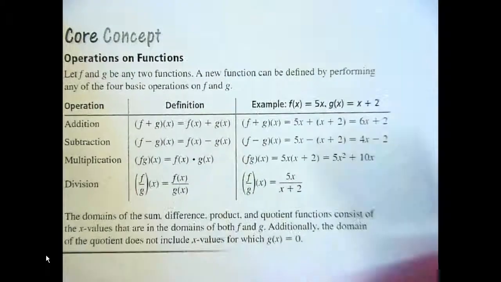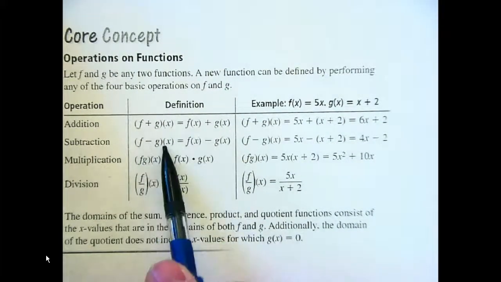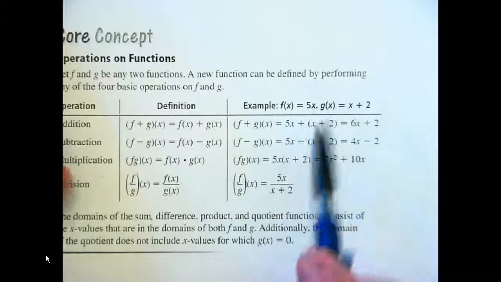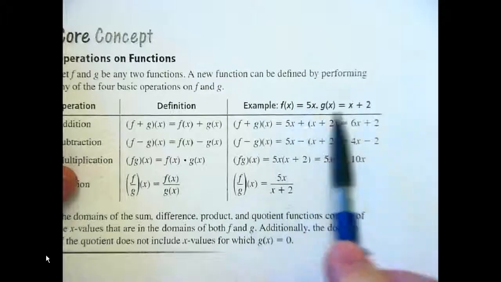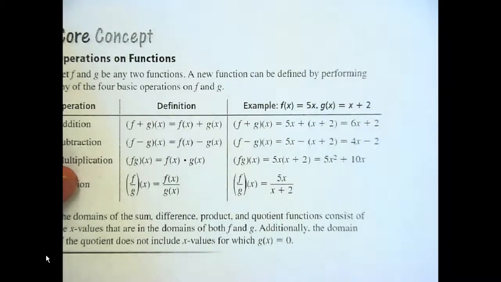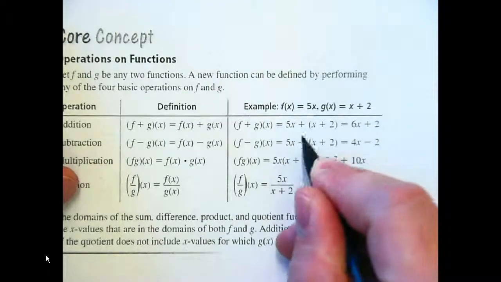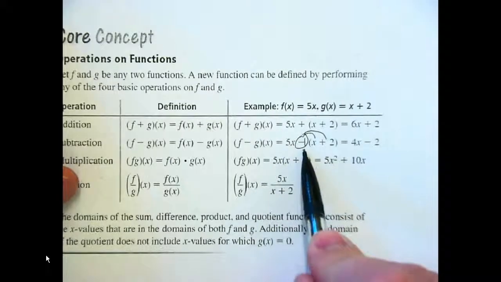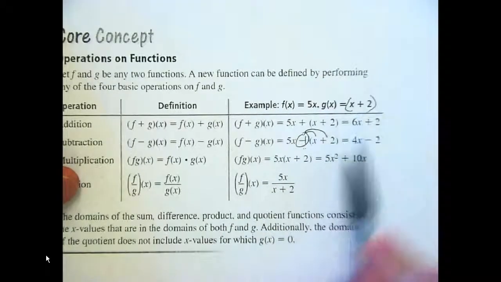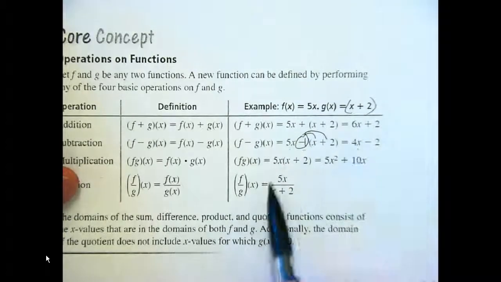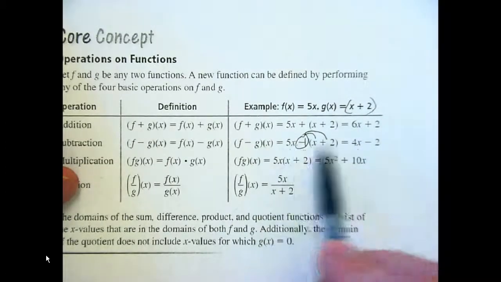F of x minus g of x, or f minus g of x equals f of x minus g of x. Same thing. 5x minus x plus 2. The key thing to remember there is you would have to distribute the negative sign. Okay, so make sure, especially when subtracting, you put that back function in parentheses. Okay, so you'd have 5x minus x, which is 4x, and then that minus 2.